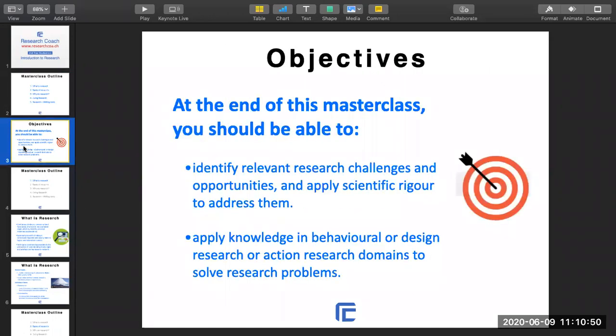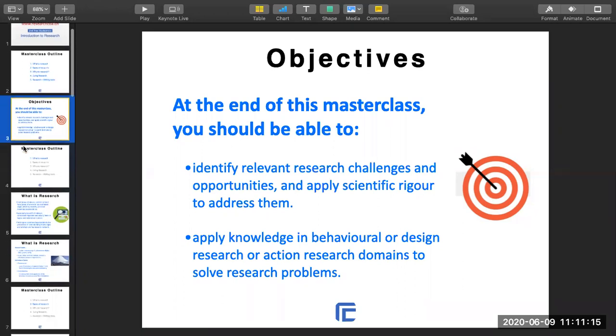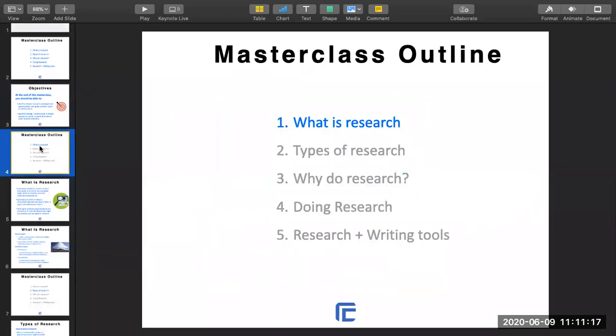By the end of this masterclass, you should be able to identify relevant research challenges. There are so many issues around us, but which ones are relevant that you can apply the scientific method to study as a researcher. You should also be able to apply knowledge in behavioral science or design science to solve research problems. So we'll take the first one. What is research?